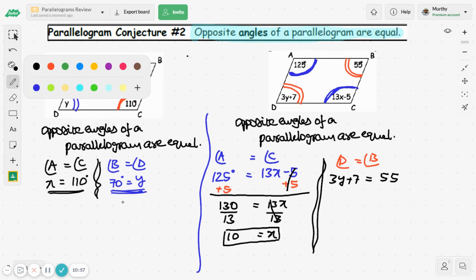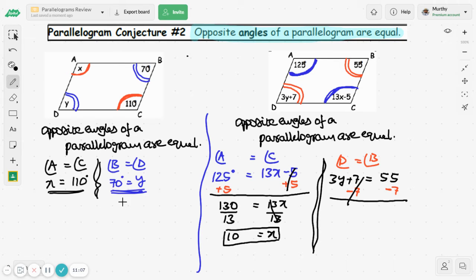So, simple algebra at this point, we subtract 7 in order to isolate the variable. When you subtract 7 on both sides, 3y equals 55 minus 7, I get 48. Now I see that 3 times y equals 48, so the inverse operation is division by 3. After the cancellation, y equals 48 divided by 3, that gives you 16. So the value of y equals 16.